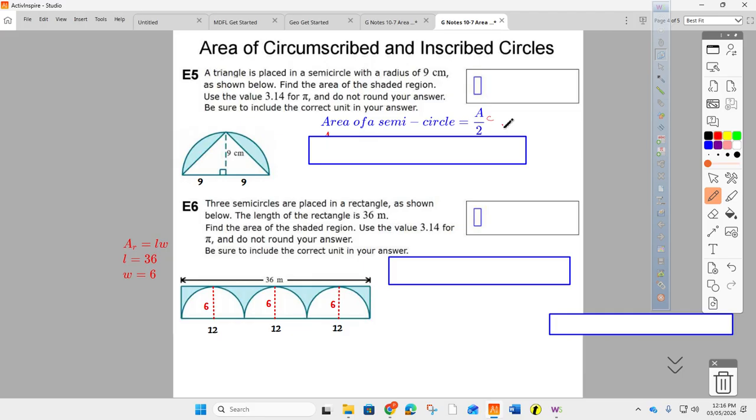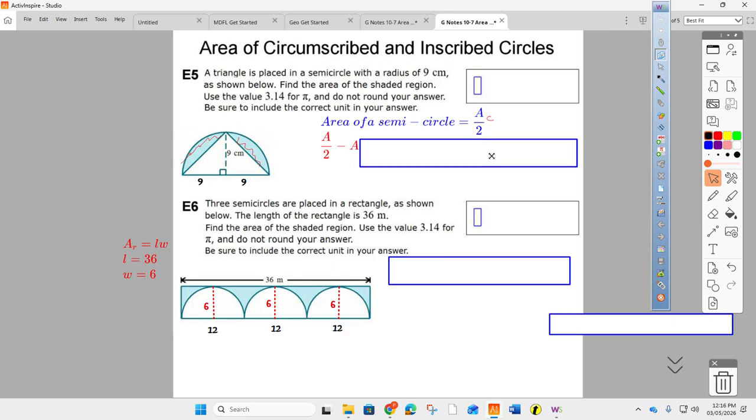So in this case, if we want to find a shaded area, it tells us that the semicircle has a radius of 9. So we can find the area of that semicircle and subtract the area of this triangle, because we're kind of doing the same thing, right? But you can find the area of that shaded part by cutting out the triangle, right? So if we take the area of the semicircle and subtract the area of the triangle, we'll have the area of the shaded region.